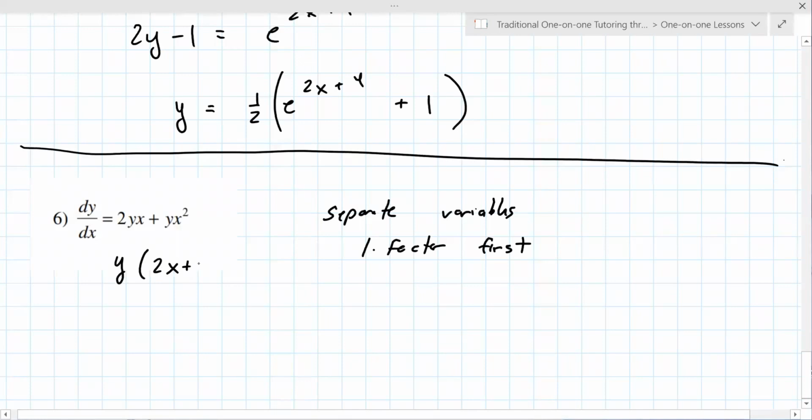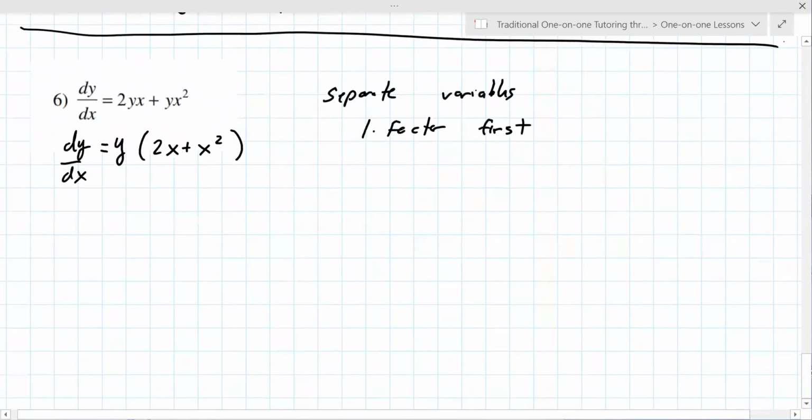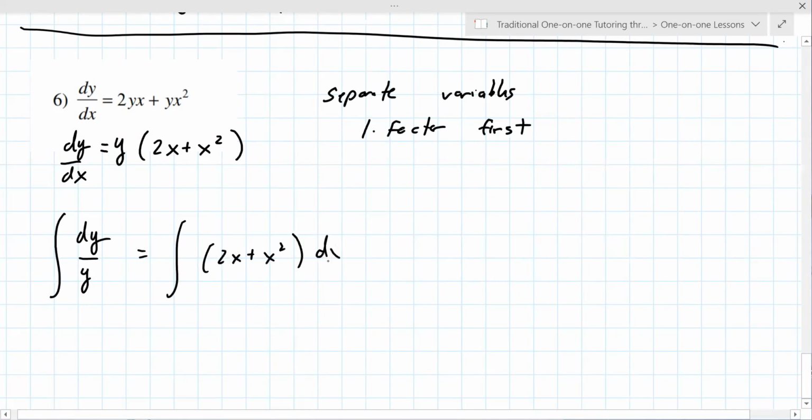So this is 2x plus x squared times y when you factor out the y. So factor out the y. Okay, 2x plus x squared. Then you move the y to the left by dividing. So you get integral dy over y, and you move the dx right. So you get integral 2x plus x squared dx.